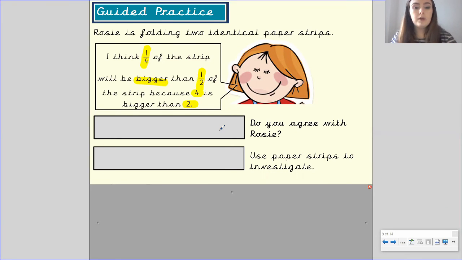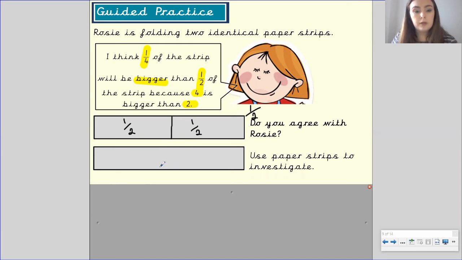So what we're going to do first is use this paper strip to show 1 half. Now, if we're showing a half, it means it needs to be equally split into 2. So I'm going to draw a line right down the middle. There we go, to show a half. So this here is a half, and this here is a half.